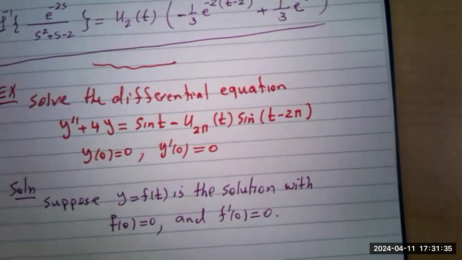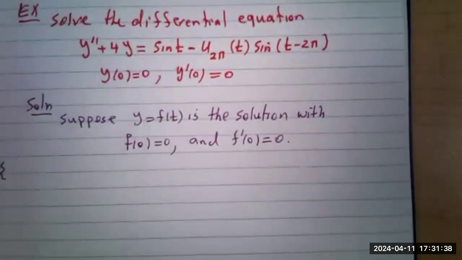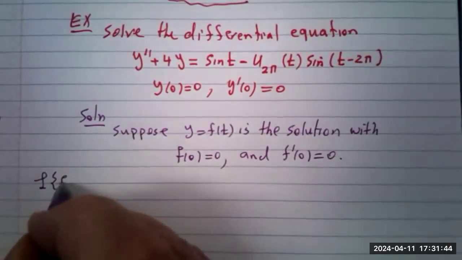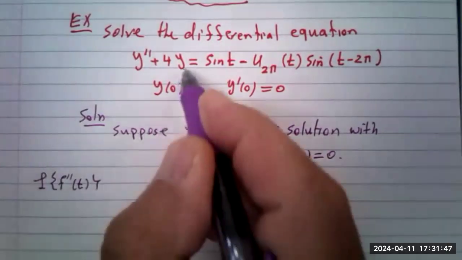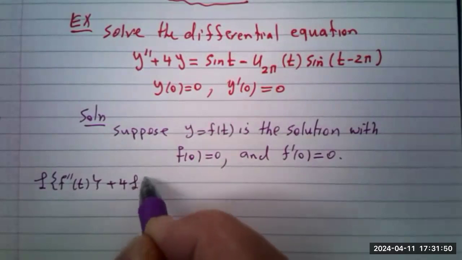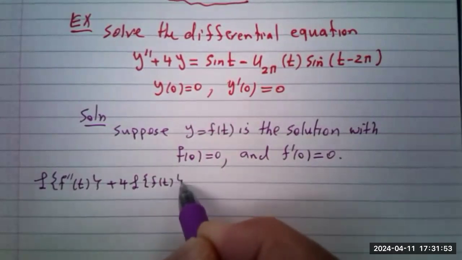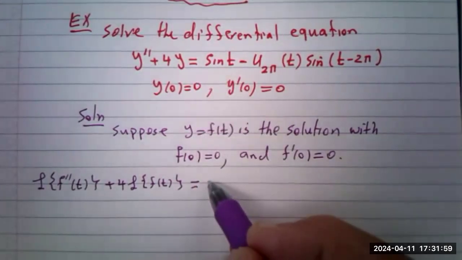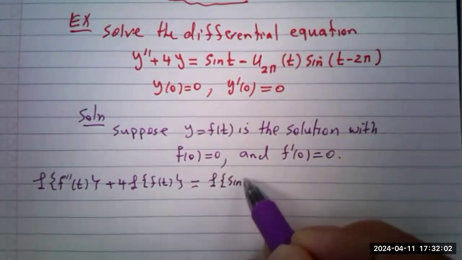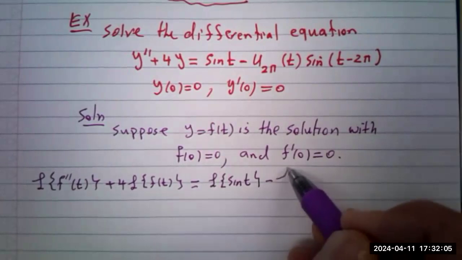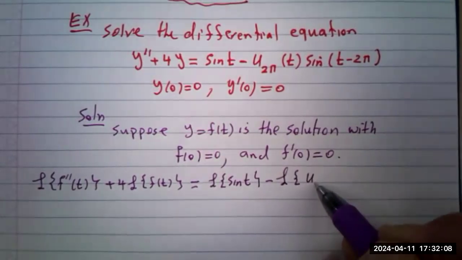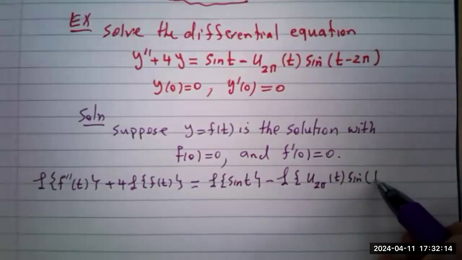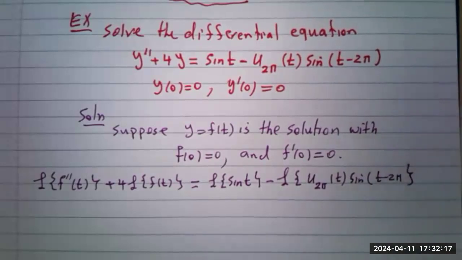So this is the situation that we have. The Laplace of f double prime of t plus 4 times Laplace of f of t equal to, remember, both sides of the equation, the Laplace of sine t minus Laplace of u 2 pi t sine of t minus 2 pi.